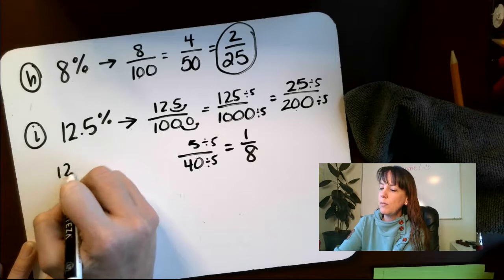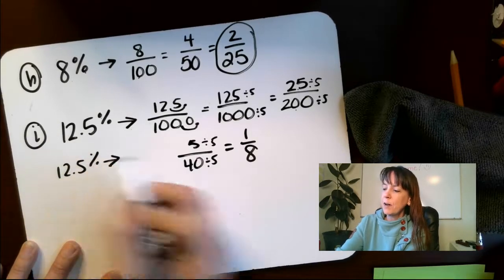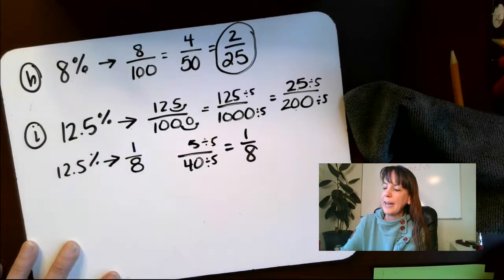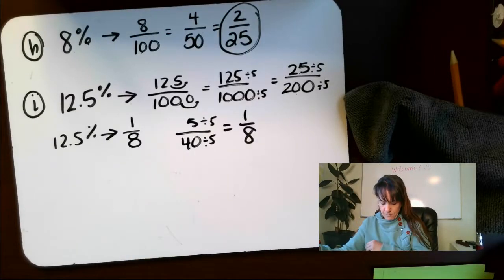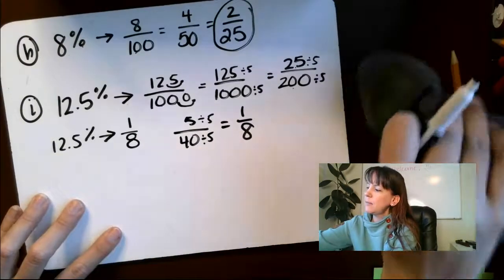So 12.5% as a fraction is 1 over 8. All right, let's talk about J.